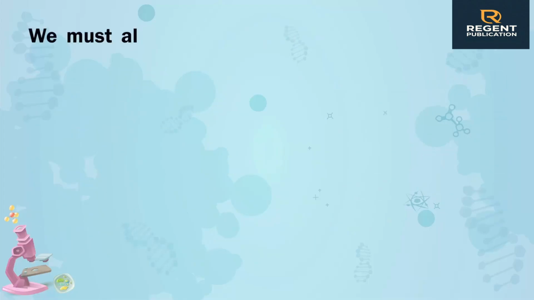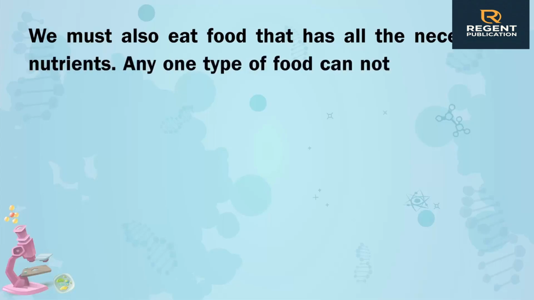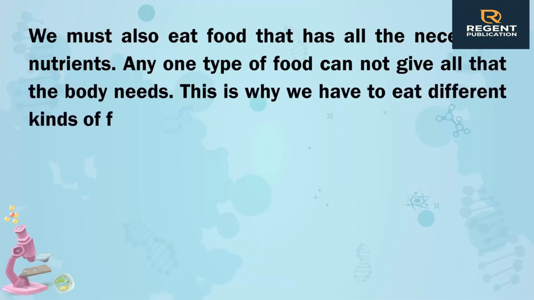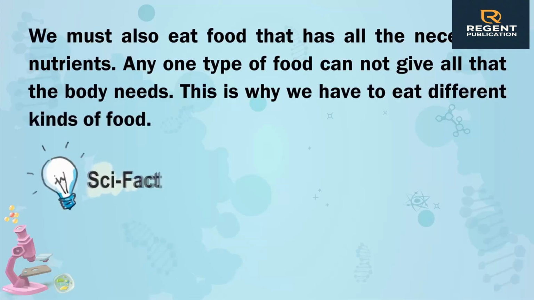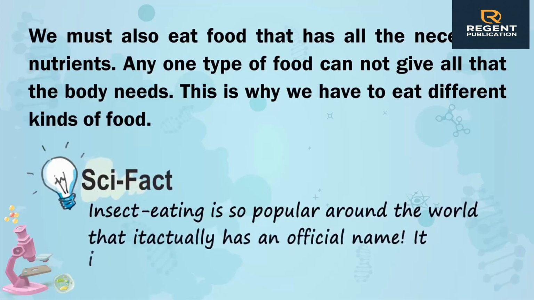We must also eat food that has all the necessary nutrients. Any one type of food cannot give all that the body needs. This is why we have to eat different kinds of food. Scientific fact: insect eating is so popular around the world that it actually has an official name. It is called entomophagy.